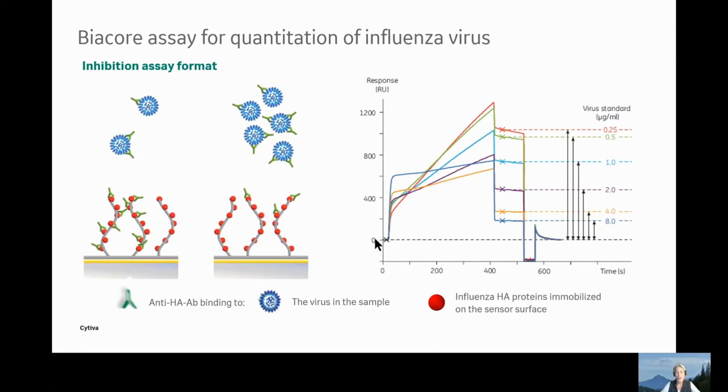And this is how such typical sensorgrams look. So you see here the sensorgram in red. There's just a very low amount of virus standard, so there's a lot of detector molecule binding to the surface. And when you increase the virus titer, most of the detector molecules bind to the virus, and just a low response signal is observed. A typical inhibition assay.